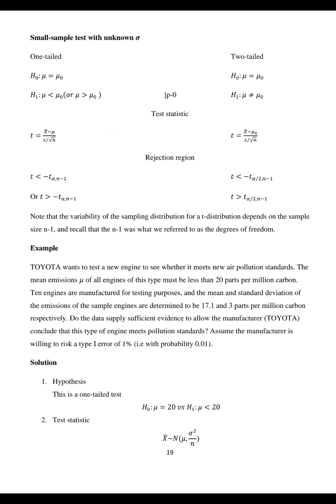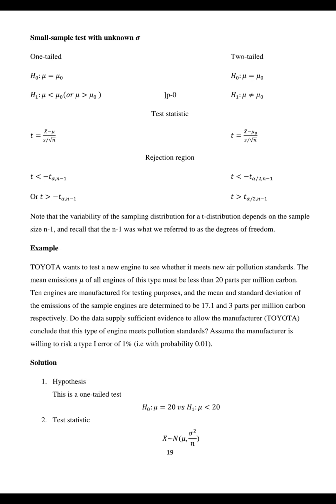So 10 engines are manufactured for testing purposes. This is your sample size, all right? You collect a sample of 10 manufactured engines to test, and then you find that the mean and the standard deviation of the emission of these samples are determined to be 17.1 and 3 parts per million carbon respectively. So the mean from the sample is 17.1, and the standard deviation is 3. Okay. So do the data supply evidence to allow the manufacturer to conclude that this type of engine meets the pollution standards? Assume the manufacturer is willing to risk a type 1 error of 1%.